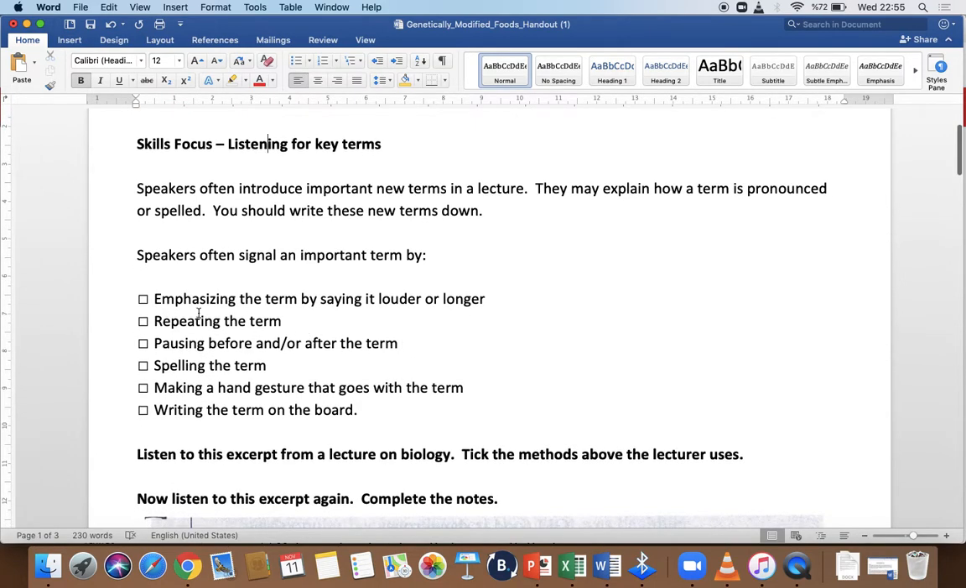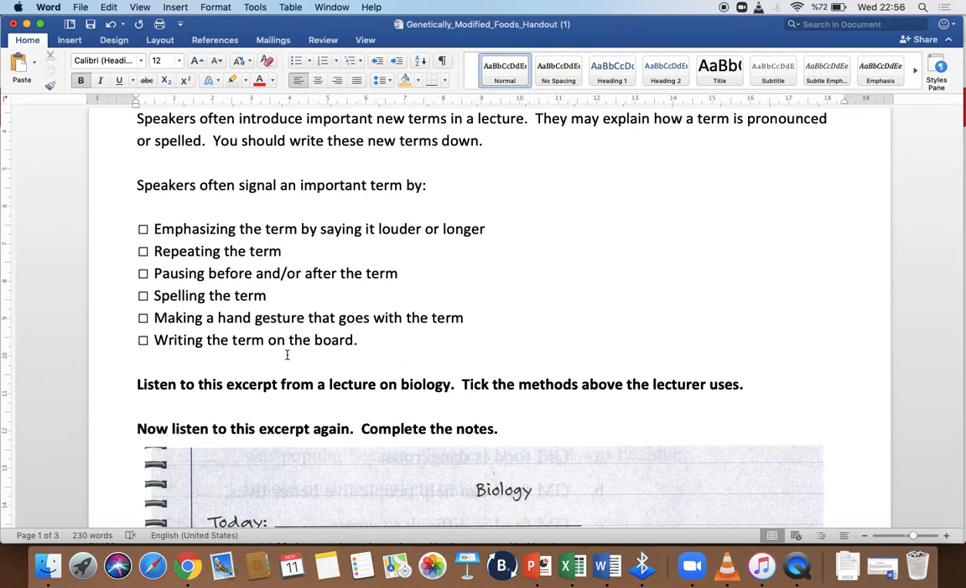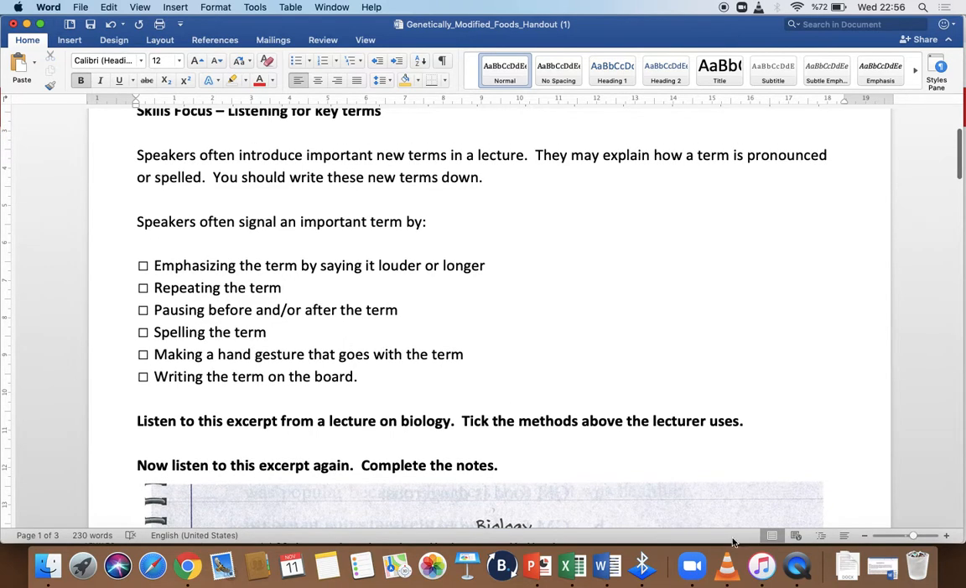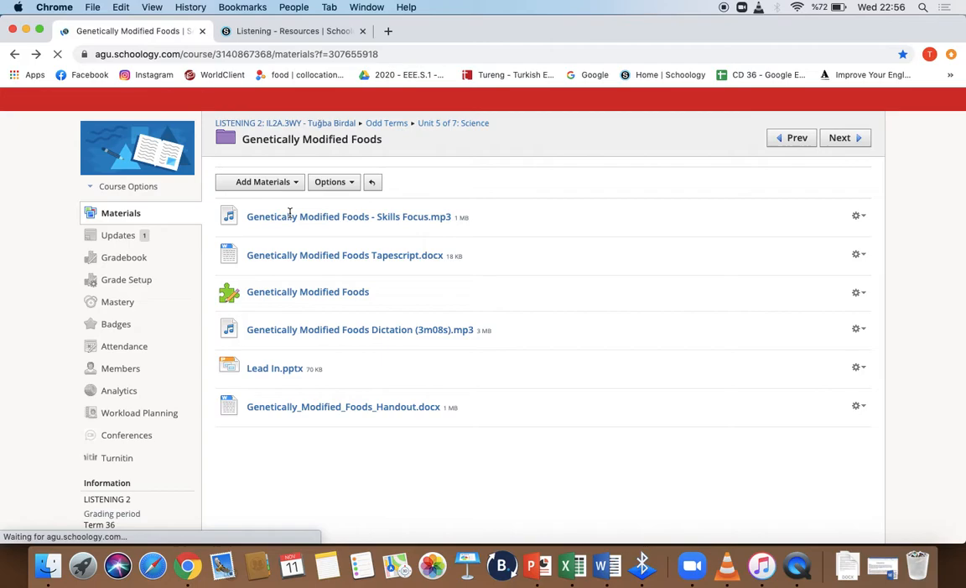These ways are emphasizing the term by saying it louder or longer, repeating the term, pausing before and or after the term, spelling the term, making a hand gesture that goes with the term, writing the term on the board. There are some ways. Now, you will listen to a short audio, a short extract from a lecture.